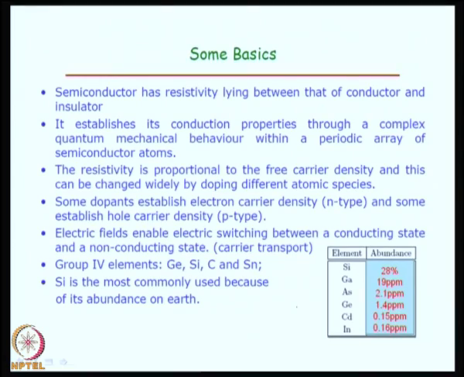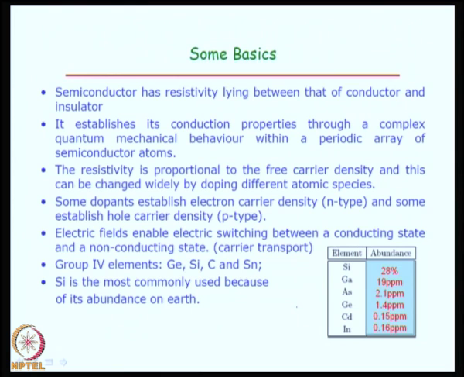Now, before we go further, I will give some basics. I would like to describe the entire semiconductor process in detail with the help of a video tutorial and also some photograph illustrations. Before that, some basics. Semiconductor has a resistivity lying between that of a conductor and an insulator. All of you are aware of that.